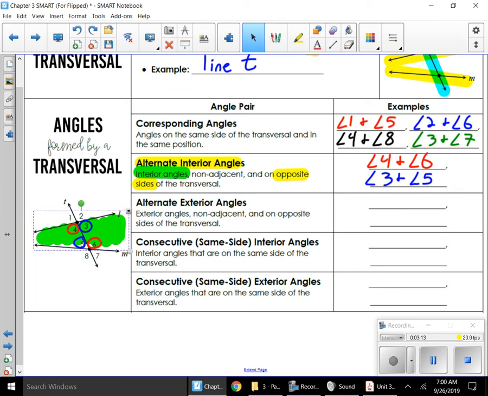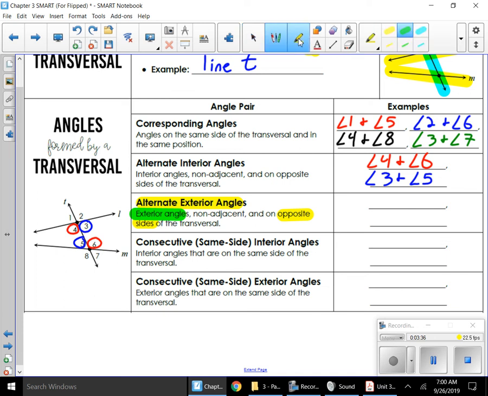So notice the next thing they want us to do is alternate exterior angles. So we still have that word alternate. Notice opposite sides is still a part of my definition here. I want opposite sides of the transversal. But now instead of interior, I want exterior. Exterior means on the outside of those parallel lines. So instead of stuff between L and M, I'm looking at angles out here. So now I'm changing what I'm looking at.